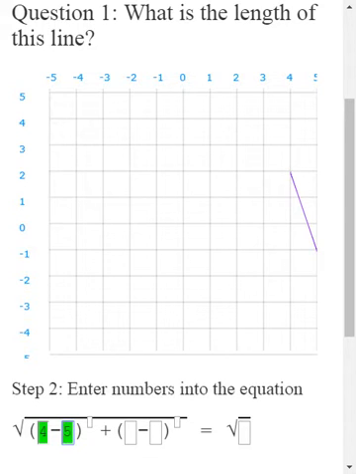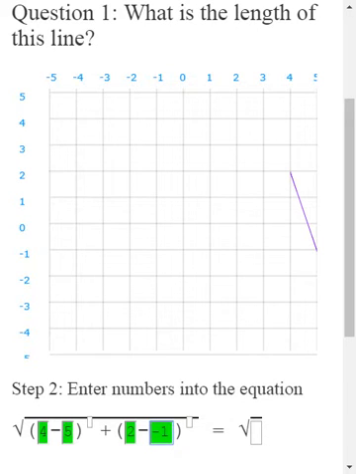Let me find the y values now. These two ends, we follow them back to the y-axis. That's 2. This one right here, let me follow it back. That's -1. So these two points are 2 and -1.